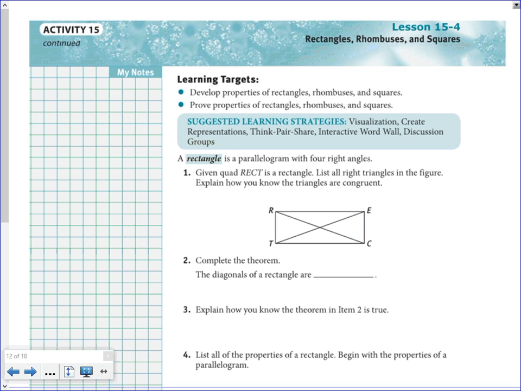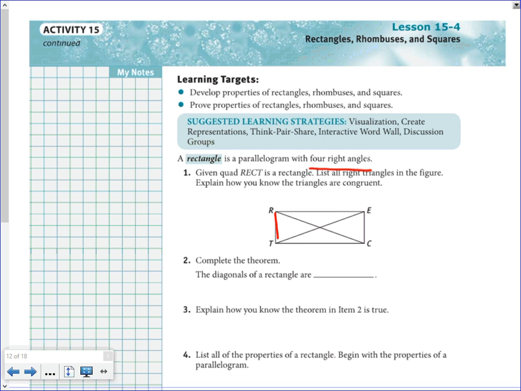So starting with the rectangle, it is a parallelogram, which means it has two pairs of parallel sides, and it has to have 4 right angles. So if you know you have a parallelogram with 4 right angles, that is actually a rectangle. So they give us a quadrilateral, and they tell us it's a rectangle, and we want to list all of the right triangles in the figure.